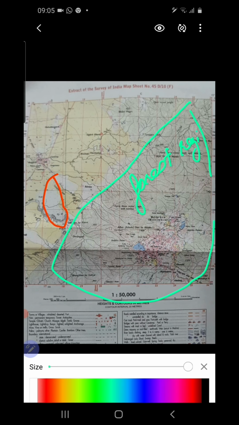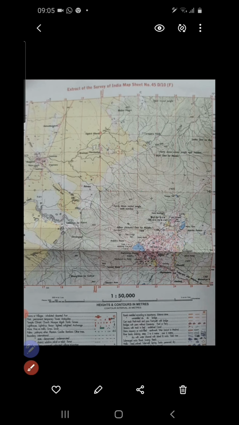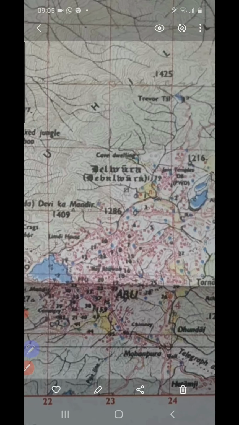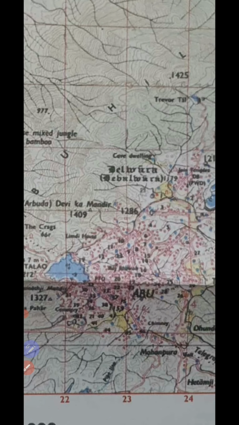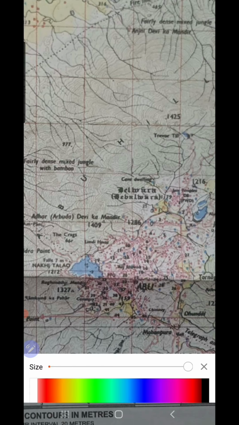Clear? Now how do you understand the settlements from this? You see some red squares here. This red color is a very big settlement. Which settlement do you know? This is the settlement of Abu. Yes, I will zoom in and show you. Yes, this is the Abu settlement. Near the Abu settlement you can see one reservoir also. What is the name of that reservoir? Nakitalav. Where is that? Here it is written Nakitalav. So it is a reservoir which provides water to this great settlement.